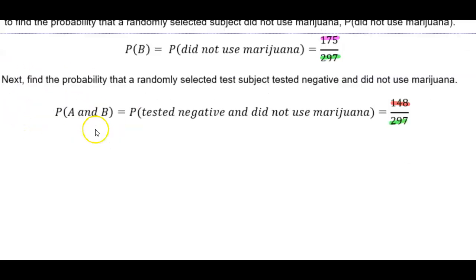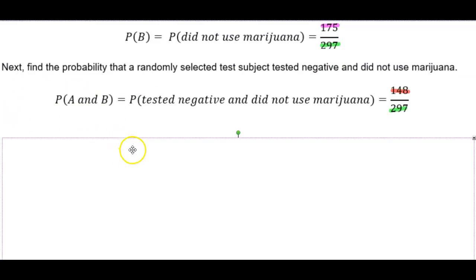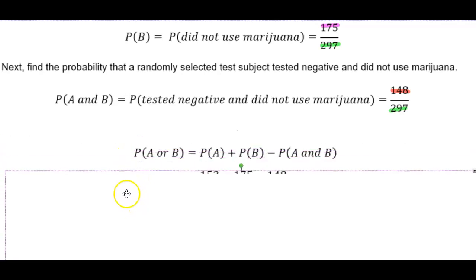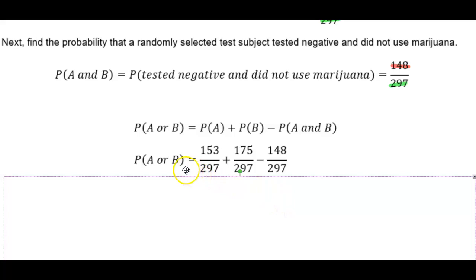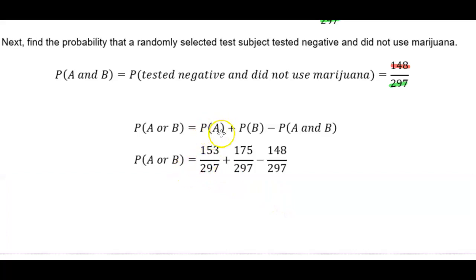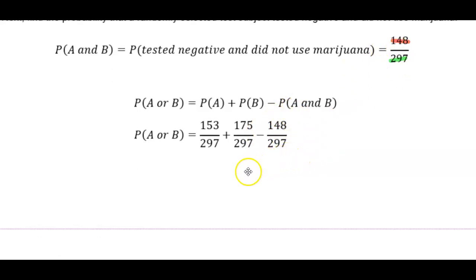Now we can plug each one of these into the formula. So we know the probability of A or B is equal to the probability of A plus the probability of B minus the probability of A and B. So in this case here, we know the probability of event A was 153 over 297, plus the probability of B is 175 over 297, and then we're subtracting the probability of A and B, which is 148 over 297.